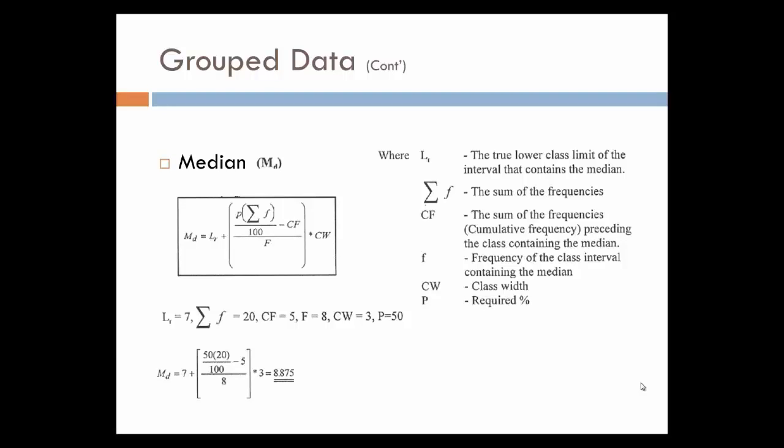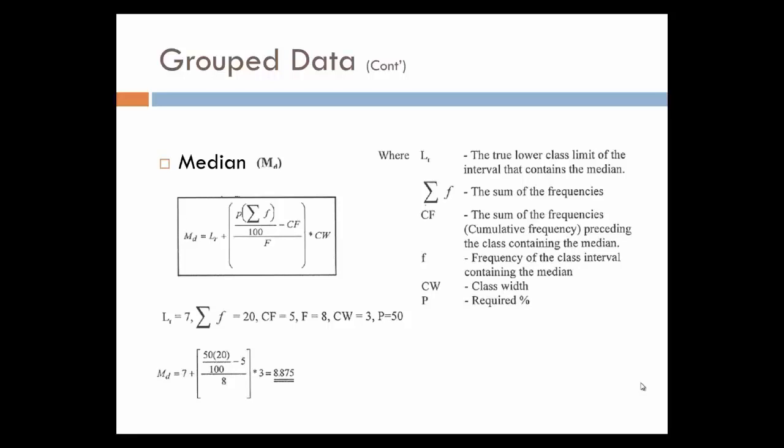And then wherever we see P, if the problem says to find the 50th percentile, we know the 50th percentile is the same thing as the median. Oh, okay. I don't have to worry about the median. I just worry about 50. I dump 50 right there. 50 times the sum of f. Sum of f is 20, divided by 100, minus CF. CF is 5. And then I divide the whole thing by 8 and multiply by the class width. And that will give me 8.875.